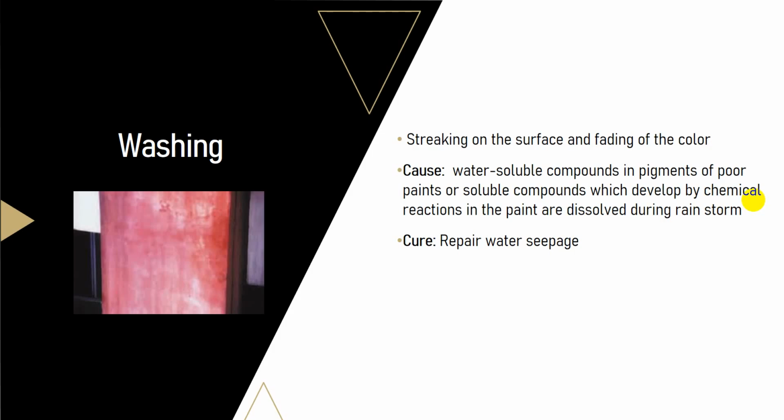The next one is the washing. Water in the form of liquid and humidity performs the most destruction when it soaks in between the paint layer and the exterior wall. As daily temperature changes between cold and warm, the water expands and contracts, slowly separating the paint from the surface. The causes are water-soluble compounds and pigments of poor paints, or soluble compounds which develop by chemical reactions in the paint that are dissolved during rainstorms. The possible cure is by repairing water seepage.